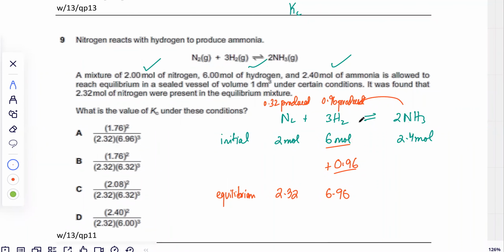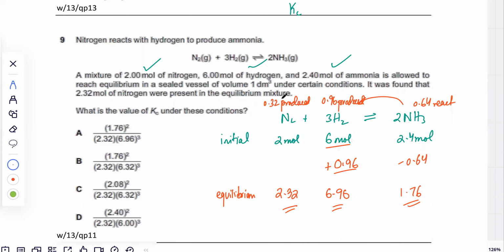And to produce 1 N2, 2 NH3 must react. So to produce 0.32, according to the ratio, 0.64 must have reacted. So 0.64 are going to be gone. And what happens if you subtract 0.64 from 2.4? That's probably going to be 1.76. Those are your equilibrium moles. Is this clear? Yes. So it's going to be 1.76.